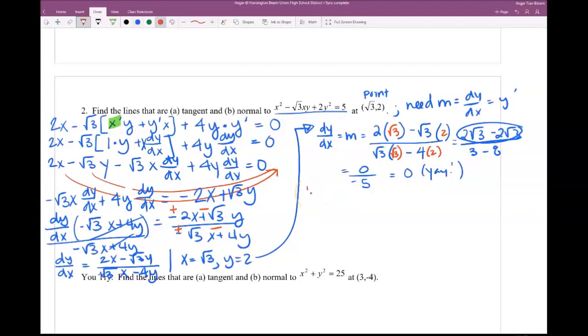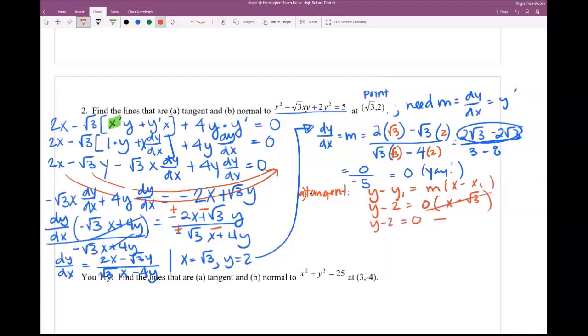So how do I find the tangent? Part A, tangent. y minus y1 equals slope times x minus x1. y minus y1, which is 2, equals slope, which is 0, times x minus radical 3. Well, that goes to 0, so y minus 2 equals 0. So the tangent line is y equals 2. Beautiful, isn't it?